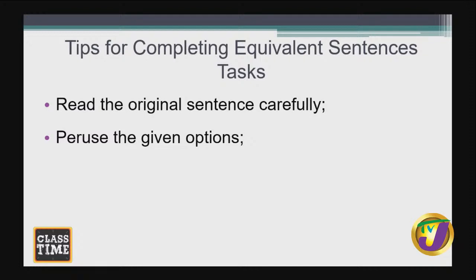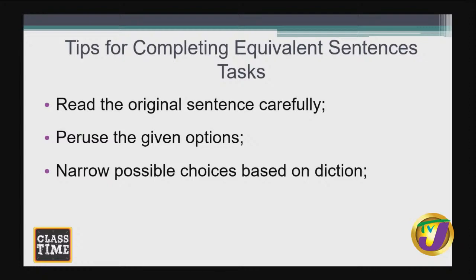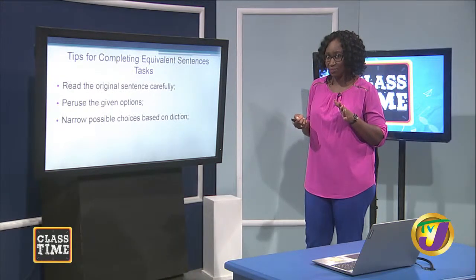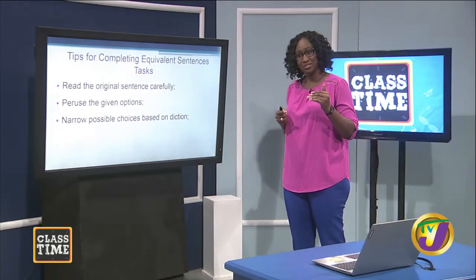You need to look at all the options, every single one of the four. Don't just drop at A or B and say, is it this? Even if you are compelled to believe that you are right, read all of them anyway. Narrow down the possible choices. And again, based on diction. Remember I said there might be that one word that throws off the meaning. So make sure you look at all the options.